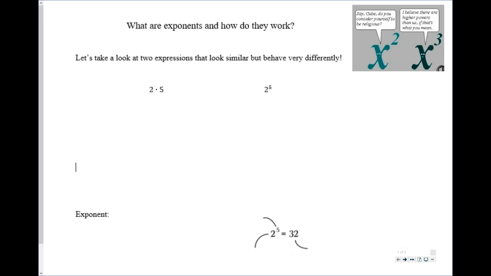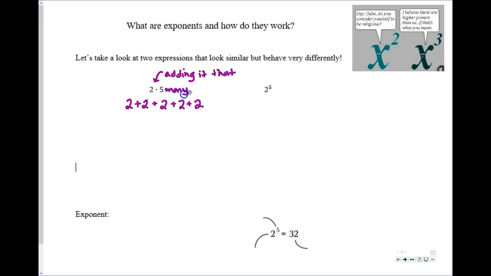So let's take a look at these two expressions that look really similar but behave very differently. So when I say 2 times 5, what does that mean? I know you all know that's 10, but why is it 10? Well, 2 times 5 is saying, I want to take the number 2 and add it 5 times. That's the math we're doing. That's why it equals 10, because 2 plus 2 plus 2 plus 2 plus 2 is 10.